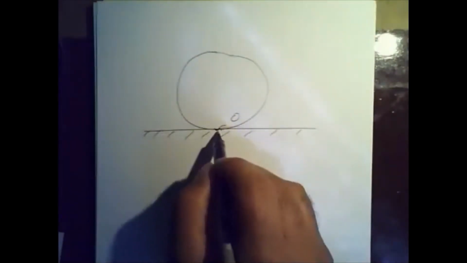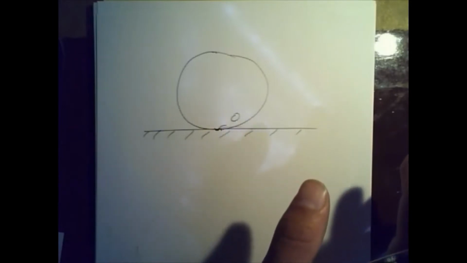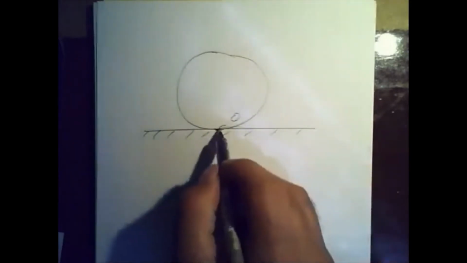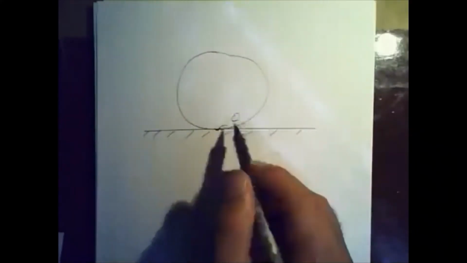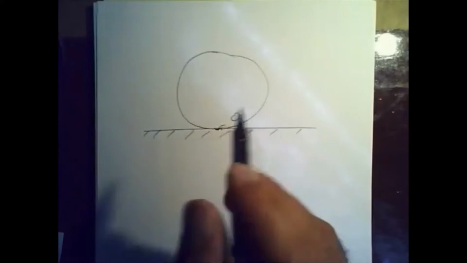Okay, so what is the velocity of point O if it's not slipping? It would be 0, right? Exactly. If the wheel is rolling on the ground but it's not slipping, then the velocity of point O is going to be 0.